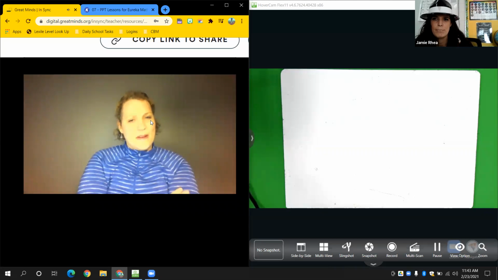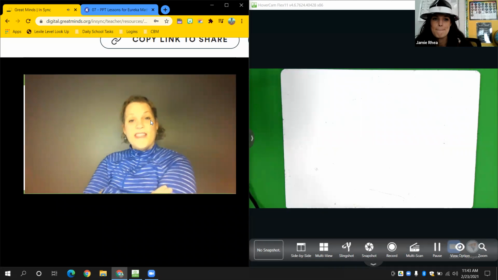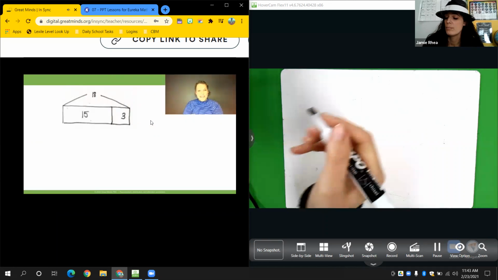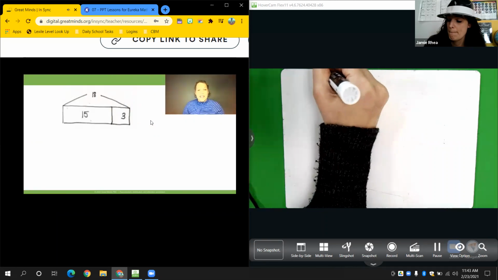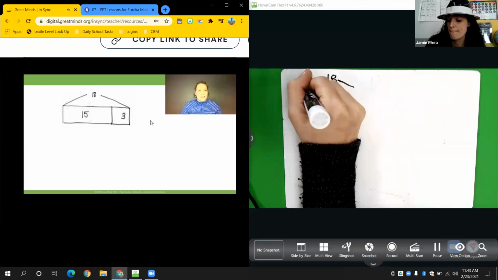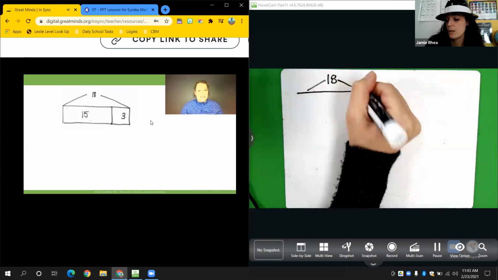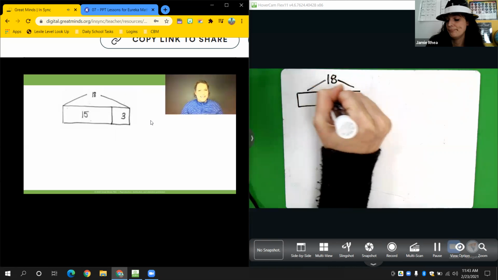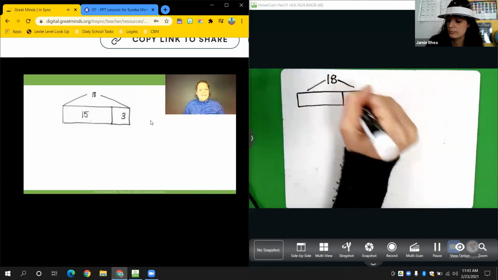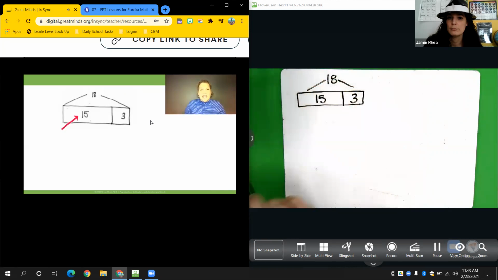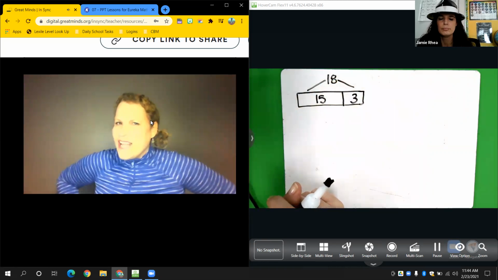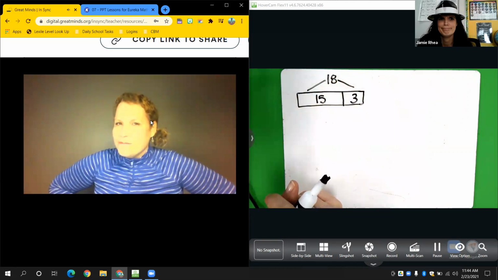Now, is there a different story that we could write that would also match this tape diagram? Mm-hmm. We sure could. What would have to be the same in our story problem as in the story problem about Nikhil and his block tower? The parts and the total. Well, since the tape diagram shows parts and wholes, we would have to have the same parts, 15 and 3, and a total of 18. Would we have to have the same mystery number?